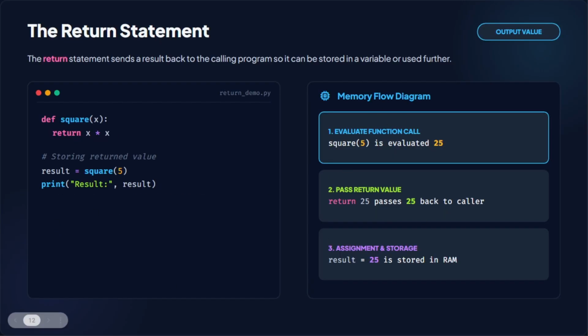You can see there are three very simple steps. First, Python evaluates the square root of 5. Then the function returns 25. Then the value is stored inside the variable results. That's exactly how return works.